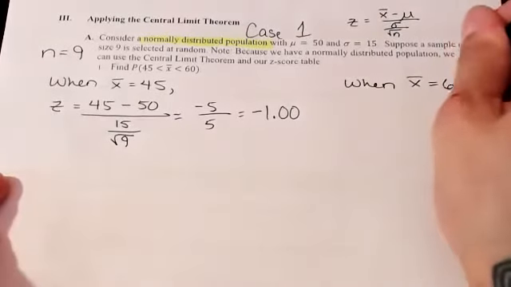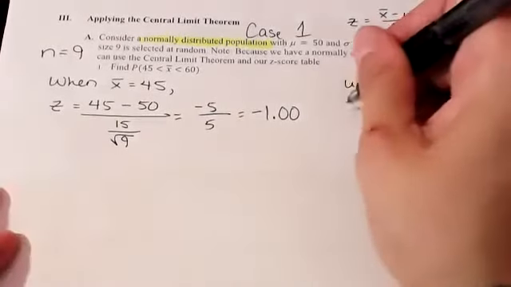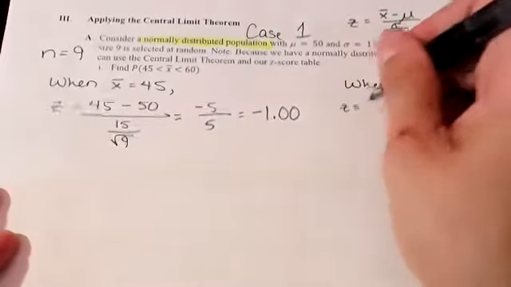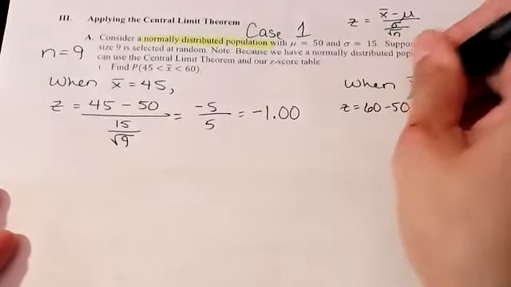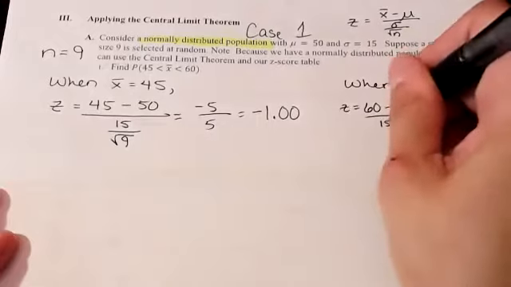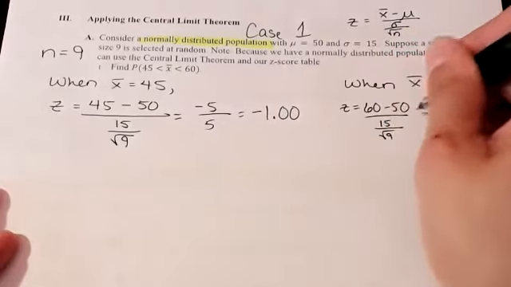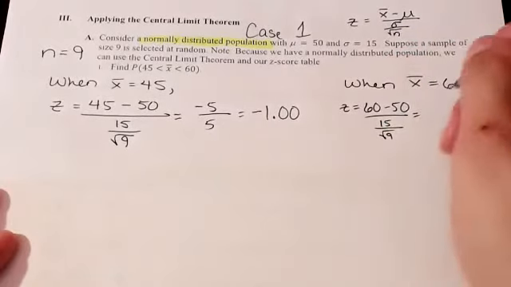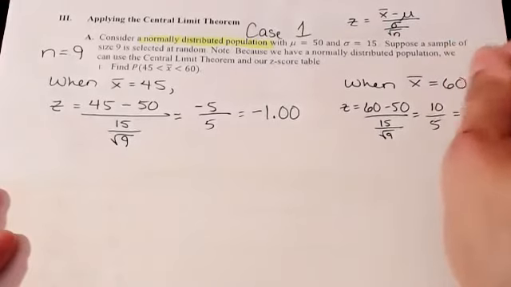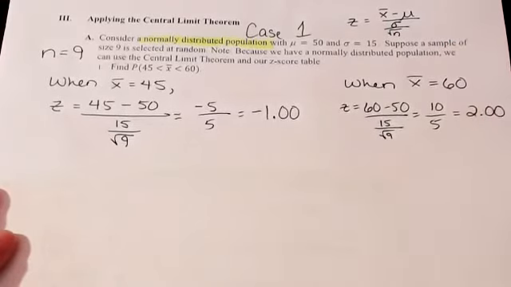We're going to do the same thing, except we want to know the z-score when x bar, our sample mean, is 60. Same exact idea. Z is equal to 60 minus 50 over 15 divided by the square root of 9. That's going to give us 10 over 5, which means that our second z-score is 2.00.